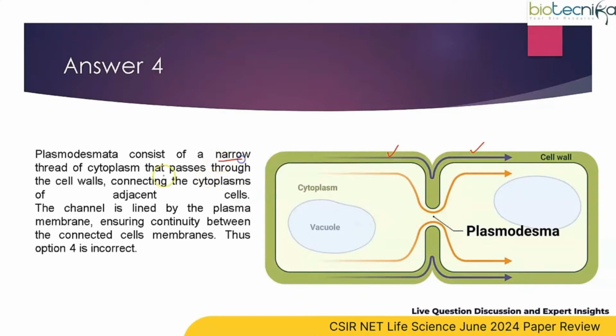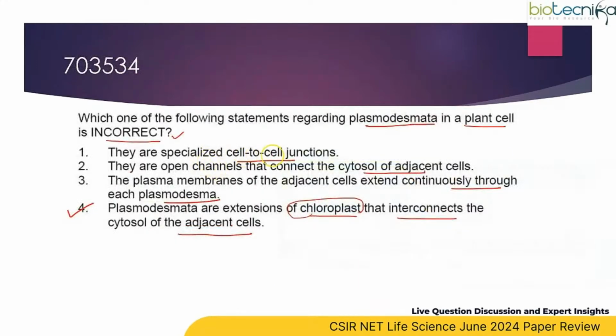So it consists of a narrow thread of cytoplasm that passes through the cell walls, connecting the cytoplasms of adjacent cells. So this channel over here is lined by plasma membrane, ensuring continuity between the connected cells' membranes. Okay, so it is not an extension of chloroplast, and other statements are correct. So they are cell to cell junctions. They are open channels, as we saw in the figure. It connects the cytosol of adjacent cells.